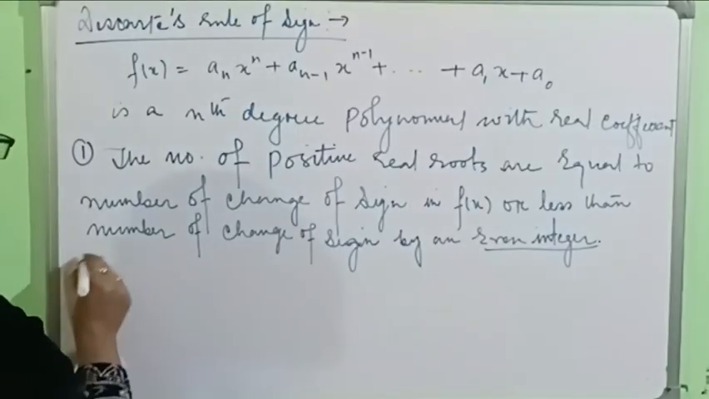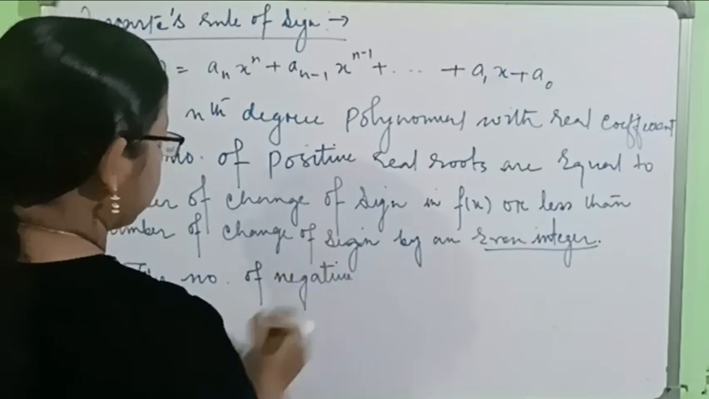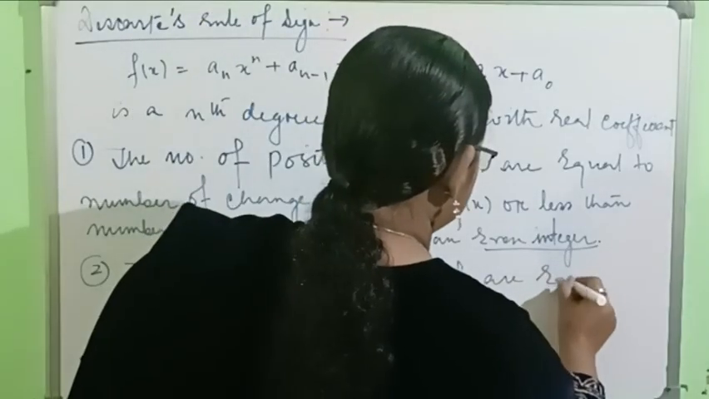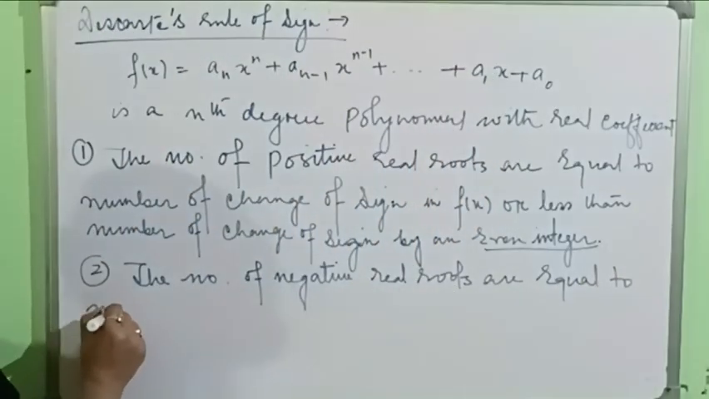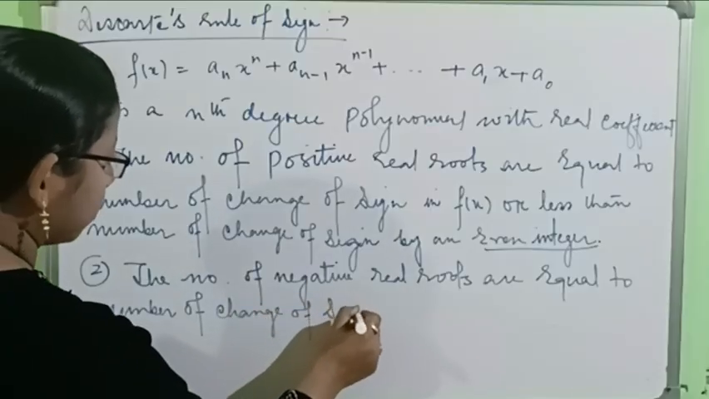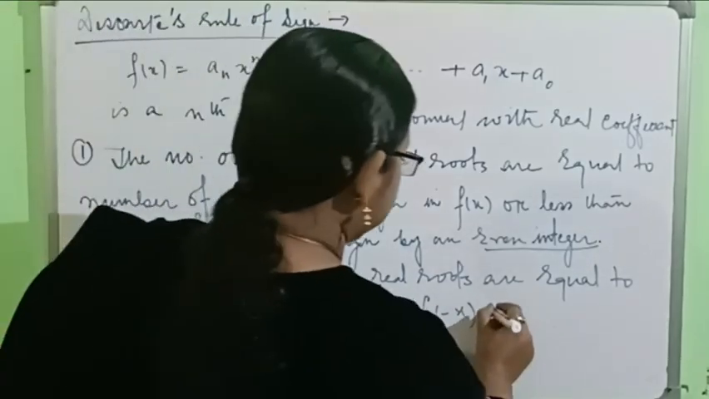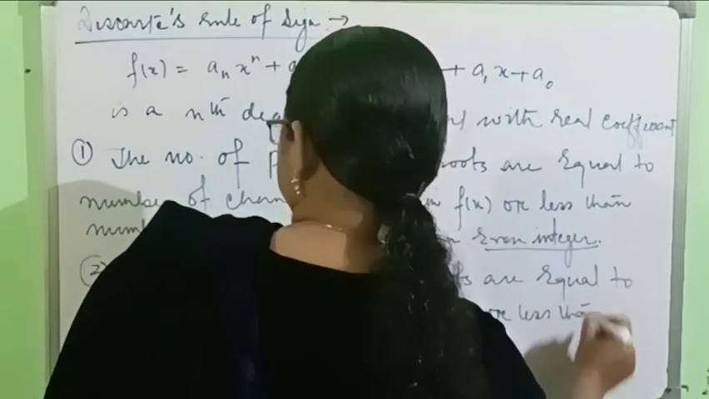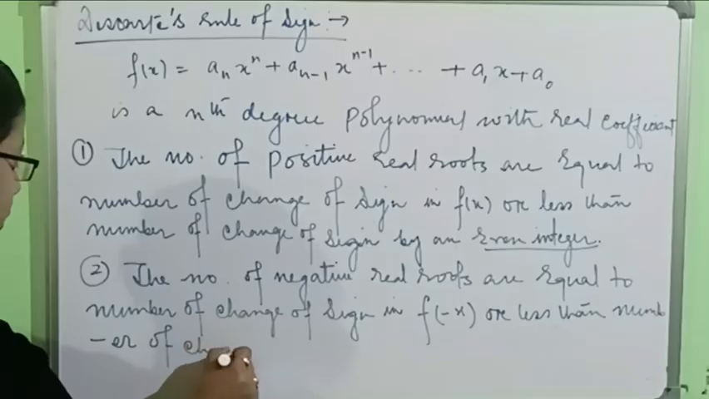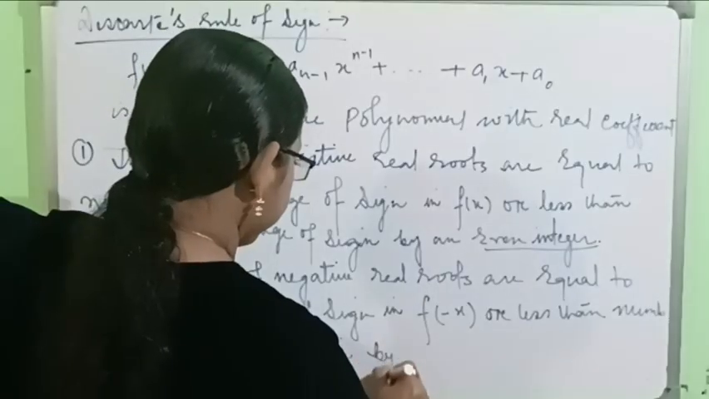Likewise, the number of negative real roots is equal to the number of changes of sign in f(-x), or less than the number of changes of sign by an even integer.